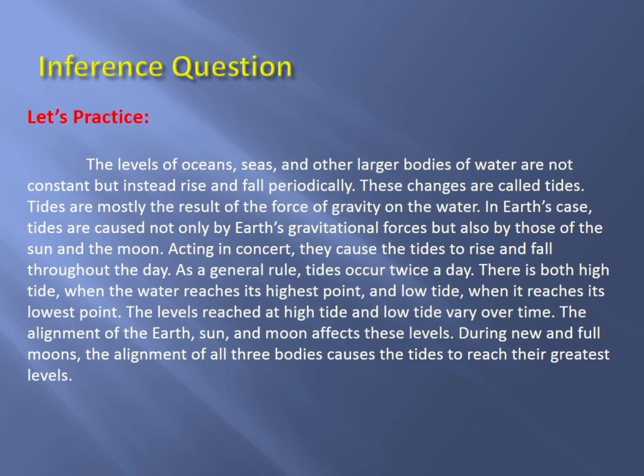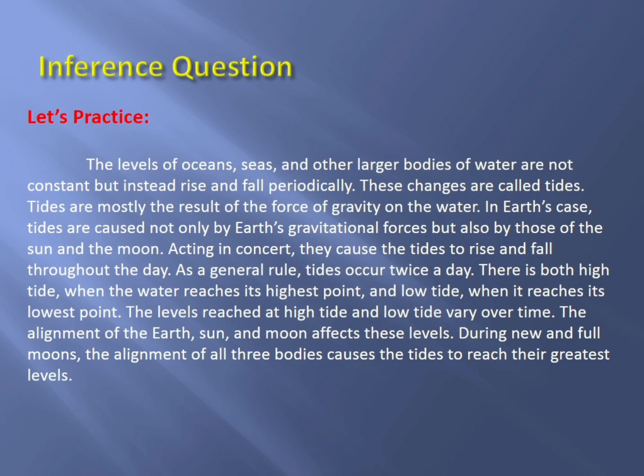Tides are mostly the result of the force of gravity on the water. In Earth's case, tides are caused not only by Earth's gravitational forces but also by those of the sun and the moon. Acting in concert, they cause the tides to rise and fall throughout the day. As a general rule, tides occur twice a day. There is both high tide, when the water reaches its highest point, and low tide, when it reaches its lowest point.